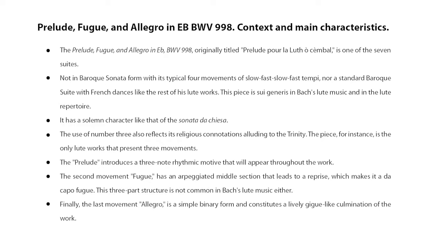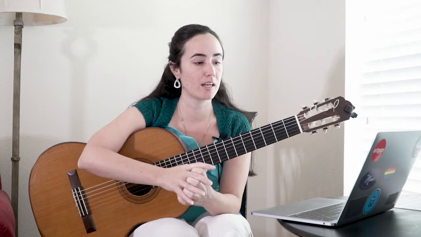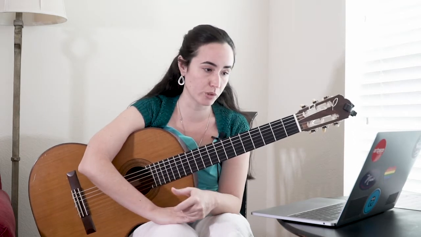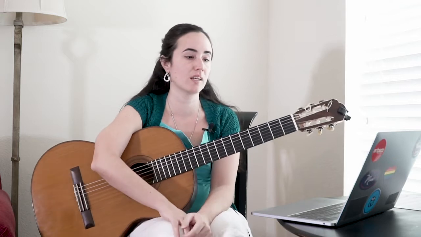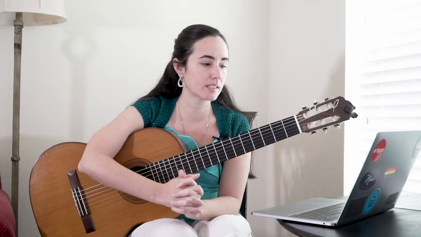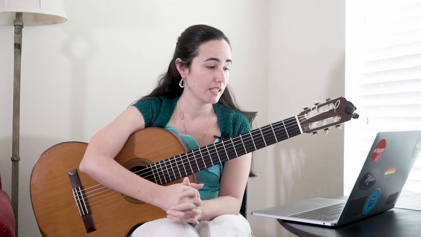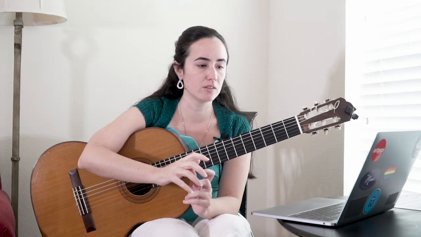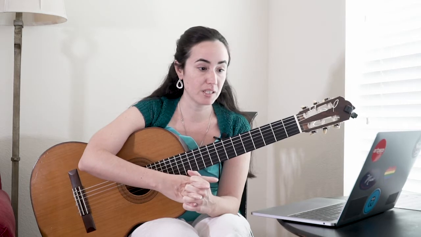Not in Baroque sonata form, with its typical 4 movements of slow, fast, slow, fast tempo, nor a standard Baroque suite with French dances like the rest of his lute works. This piece is sui generis in Bach's lute music and in the lute repertoire. It has a solemn character like that of the Sonata da Chiesa. The use of the number 3 also reflects its religious connotations, alluding to the Trinity. The piece, for instance, is the only lute work that presents 3 movements.